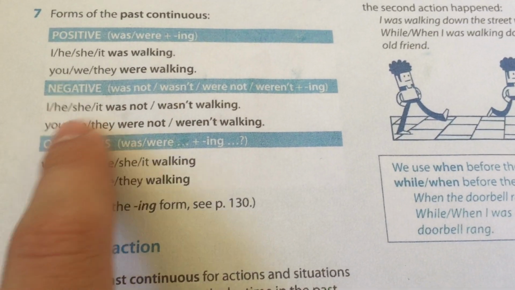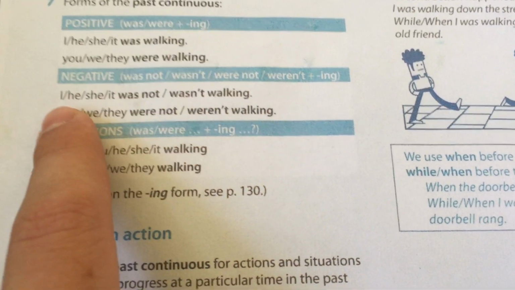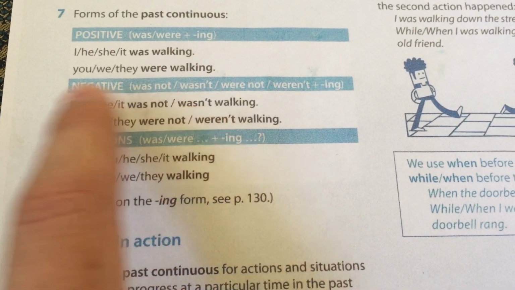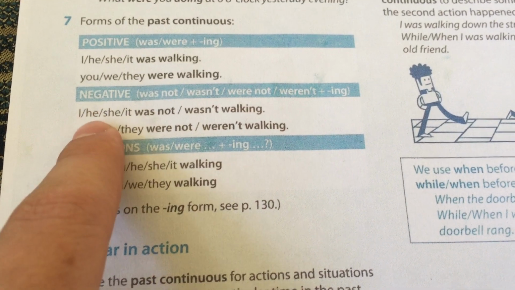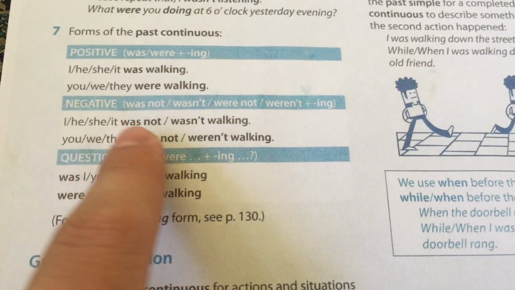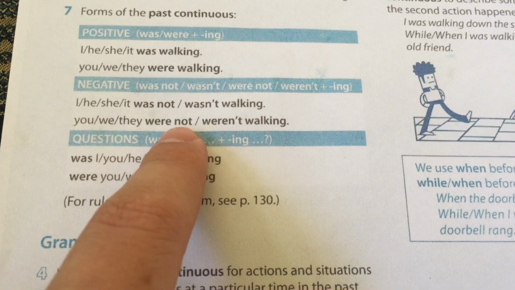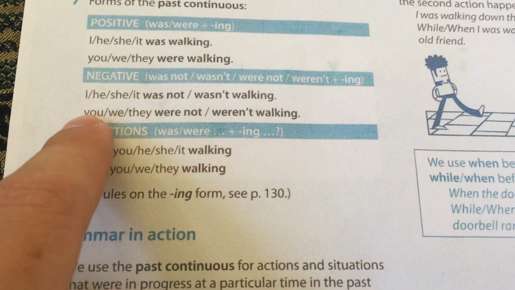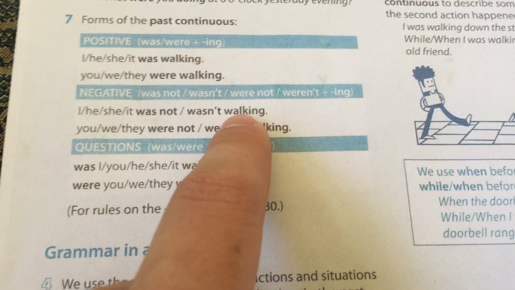Negative is very similar, we just have to add not. I was not walking. Or you can make it shorter, I wasn't walking, he wasn't walking, she wasn't walking, and so on. You were not walking. Again, you can make it short. You weren't walking, we weren't walking, they weren't walking.